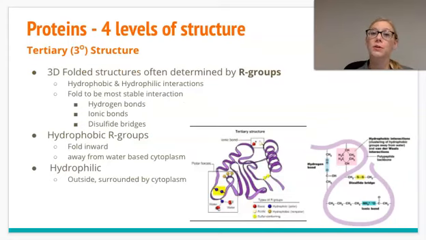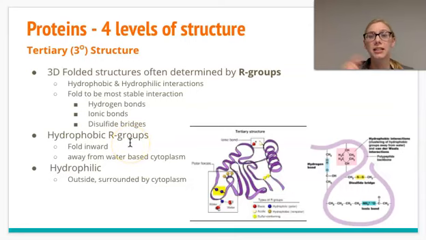Remember, your R groups can be hydrophobic, they can be hydrophilic, and they can be charged. And it's the interactions of these R groups that determines this 3D structure of how these proteins fold, based on hydrogen bonding, ionic bonding, and something called disulfide bridges, where the sulfur in them will bond with hydrogen.